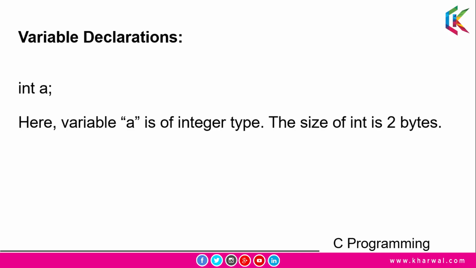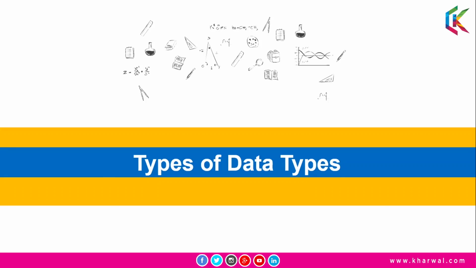Guys, in C programming, each variable has an associated data type. So each data type requires different amounts of memory and has some specific operations which can be performed over it. So here we are declaring a variable of integer type, and the size of integer will be 2 bytes on Turbo C++ compiler. So guys, let's go ahead and we'll discuss types of data types.